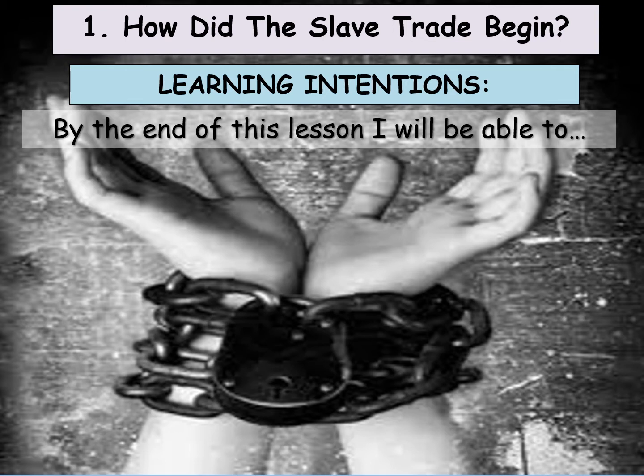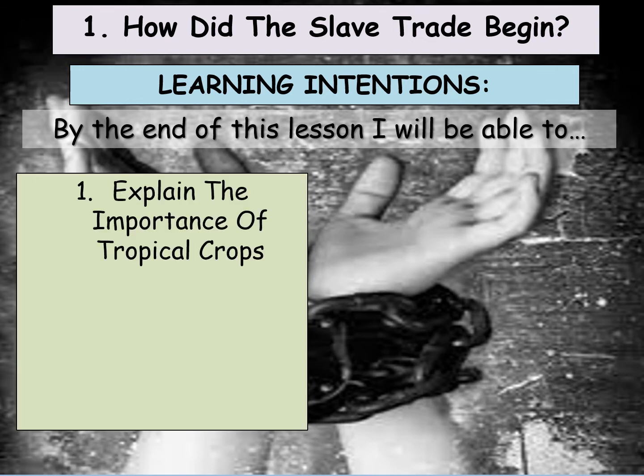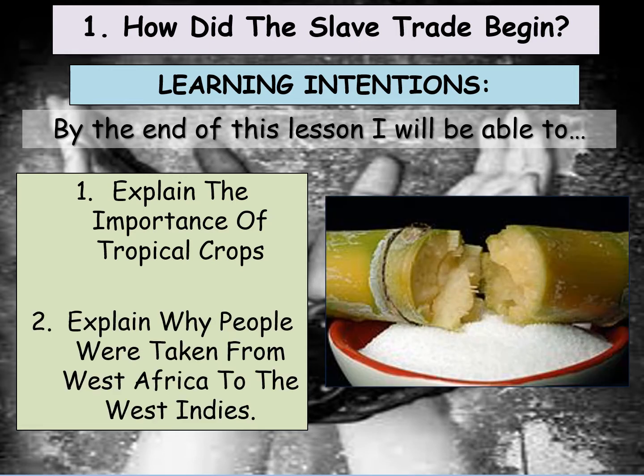Put the heading, how did the slave trade begin? And you're going to have a think about what we're actually going to be able to do in this lesson. So ultimately we want to explain why tropical crops were important in the development of the slave trade, and we're going to think about why people were taken from West Africa to the West Indies to actually be used on the slave trade plantations. So again, you don't need to write the learning intentions, just put the heading somewhere so you know where to find it and you can start the lesson.